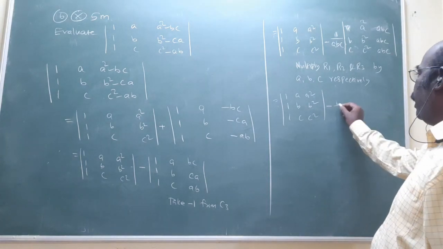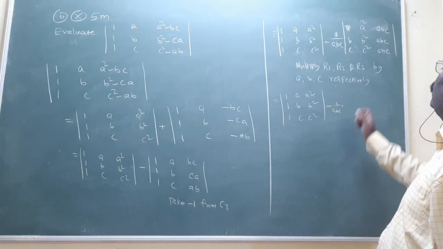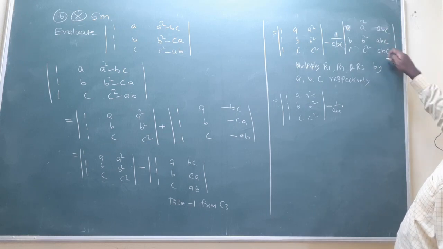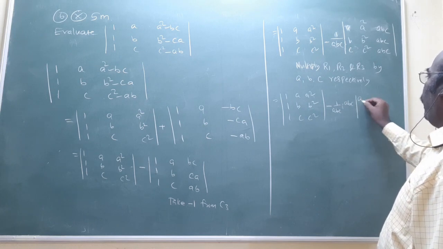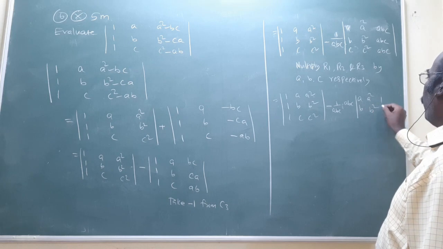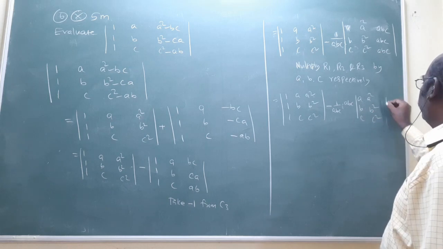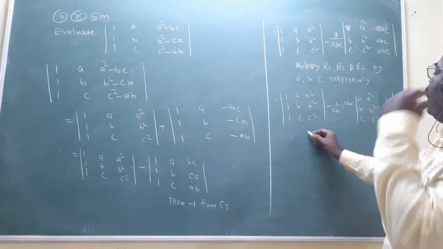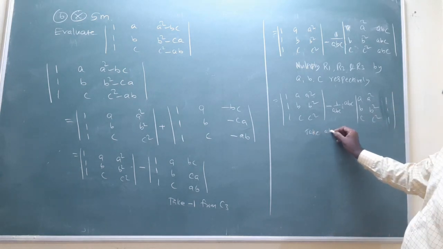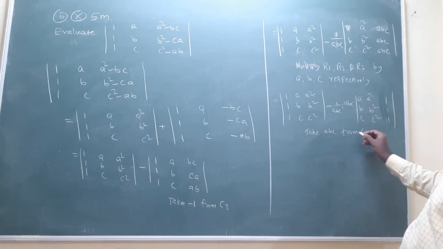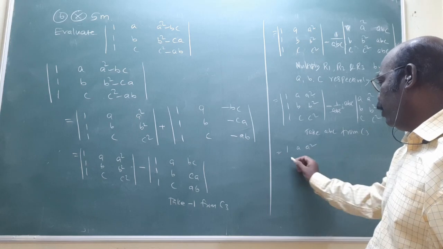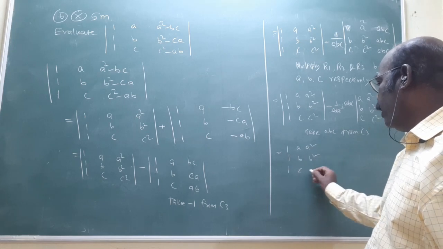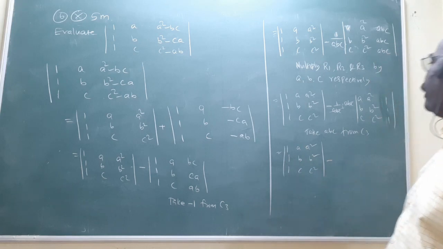Minus here 1 by ABC is there. Again, in the third column, all are having ABC. Take one side. What is the remainder? A square 1, B square 1, C square 1. Am I correct? Give the reason. Take A, B, C from C3. This will be cancelled. Am I correct? Once again, 1, A square, 1, B square, 1, C square minus.